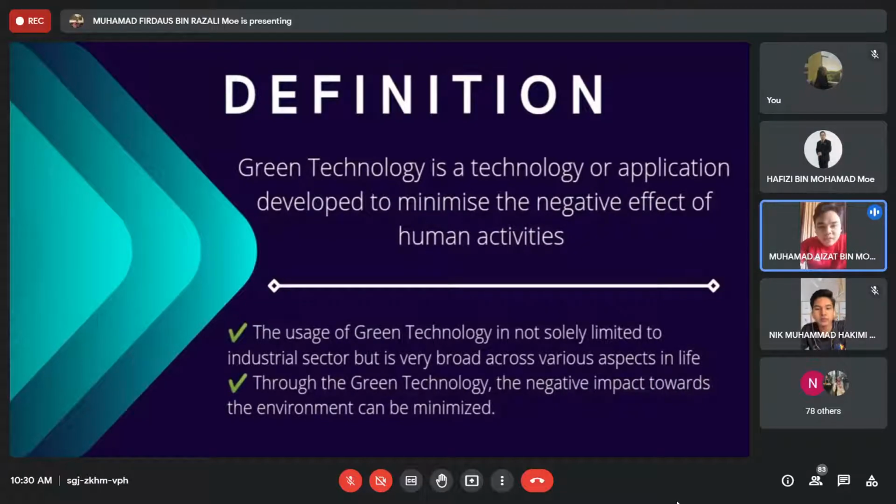Okay, so the purpose of green technology. The first one is that the usage of green technology is very broad across various aspects of life. Maksudnya dia bukan limited dalam industri, dan apa industri tu kita akan go to the next slide. Dan sebenarnya is actually dekat dalam diri kita sendiri. Okay, so through green technology, the negative impact toward the environment can be minimized. So this is the purpose of green technology.